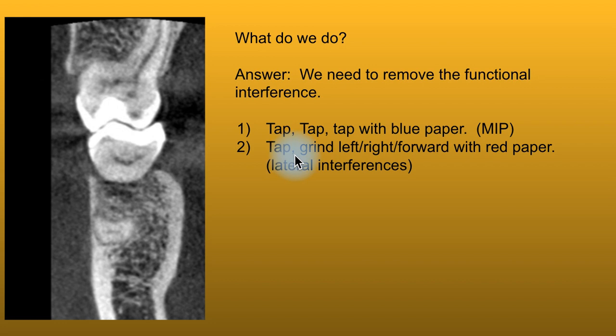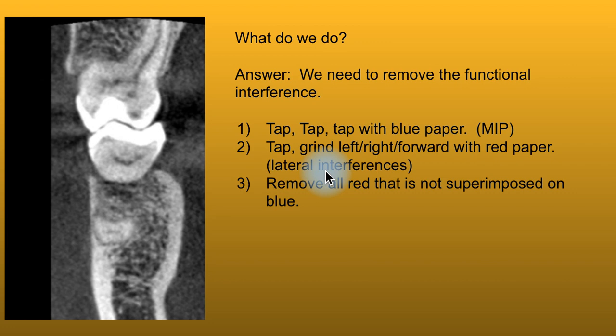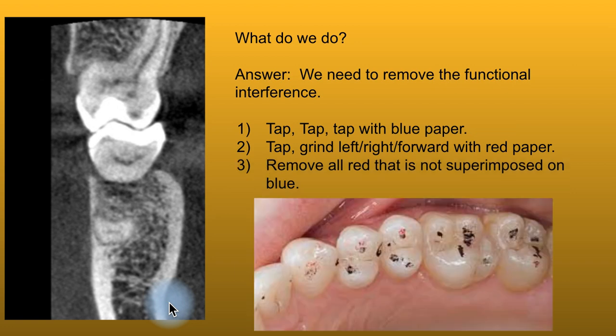So here we have the patient tap and then grind left, right, and forward. You have to watch patients do this. It's hard for them to do it, so you really want to get a sense, are they doing it? What we're trying to find are potential lateral interferences. And then we want to remove all the red that's not superimposed on the blue. So these are the cooking instructions on how to determine envelopes of function in the posterior.